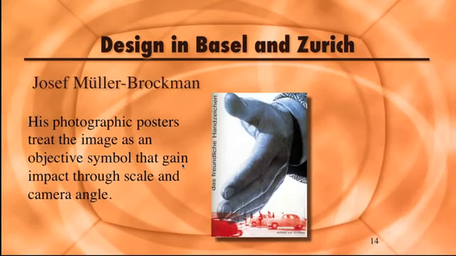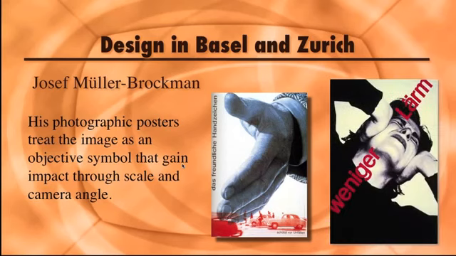His photographic posters treat the image as an objective symbol that gains impact through scale and camera angle. In the first poster here for the Swiss Auto Club, photography amplifies the text. The friendly hand sign protects from accidents. And in this other poster, which is a public awareness poster, the type, which is red, declares less noise, while the photograph shows the discomfort of noise.